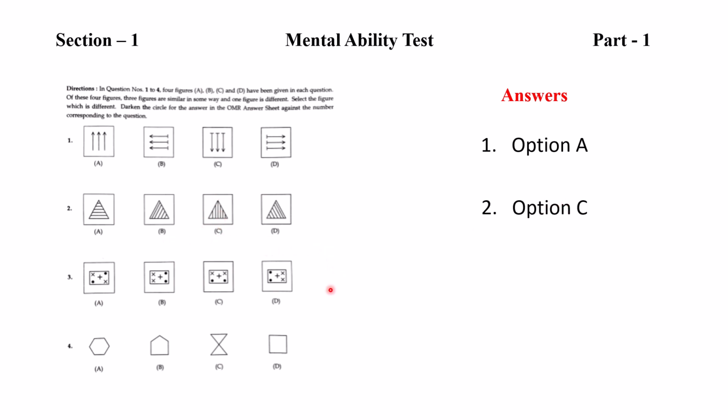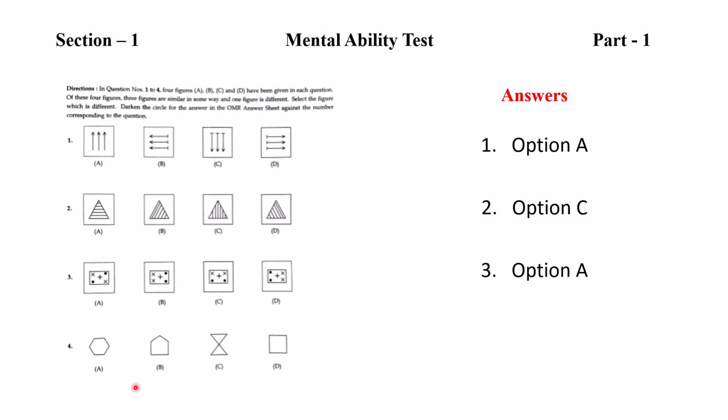Coming to question number 3, if you can see in option B, C and D, cross lines and dots, they are present at any one side of the rectangle, but when it comes to option A, they are present at the diagonal position. Therefore, the figures provided in B, C, D would be similar, and figure provided in A is the odd one. Therefore, option A would be the right answer.